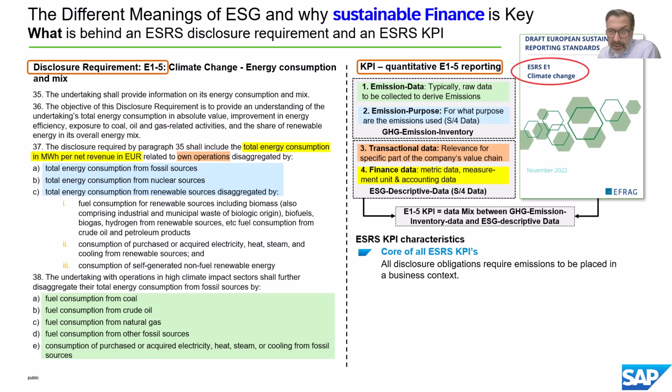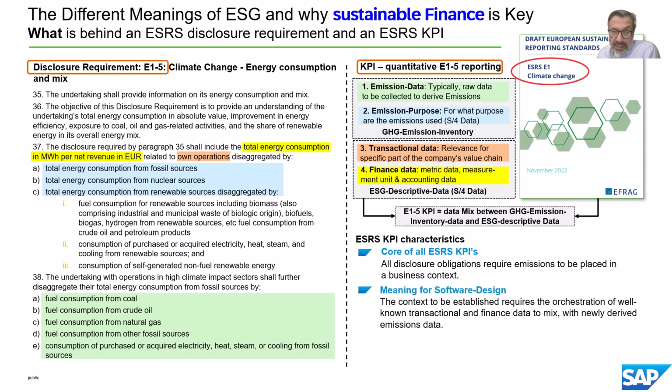So the KPI characteristics: the core of all ESRS KPIs is that all disclosure obligations within the ESRS require the emissions to be placed in a business context. As I presented here to you, the business context here is own operations and net revenue in euro. The second sentence worth mentioning is the meaning for software design. The context to be established requires the orchestration of well-known transactional data, for example, finance data, to mix this data up with the newly derived emission data.